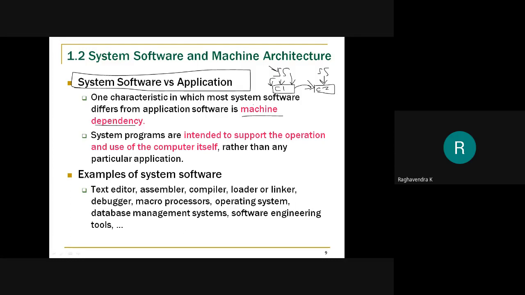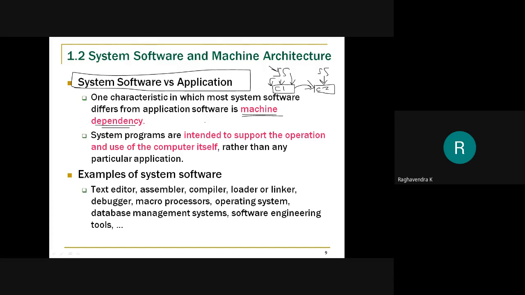If it is possible for you to run a particular software or program on different machines, irrespective of their architecture, then it is called machine independent. But if it is dependent on the machine, like if you cannot run it on other machines with a different architecture, then we say that it is machine dependent. Now, most of the system softwares are machine dependent.